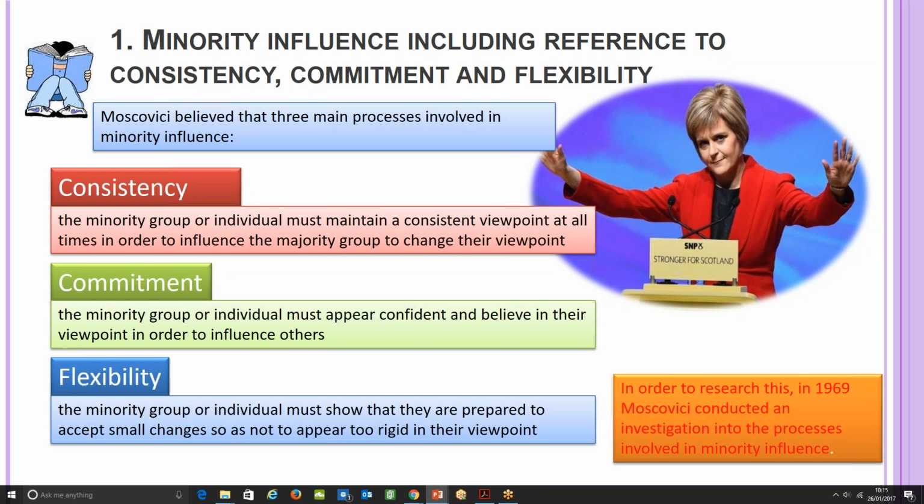Next, commitment. The minority group or individual must appear confident and believe in their viewpoint in order to influence others. And finally, flexibility. The minority group or individual must show that they are prepared to accept small changes so as not to appear too rigid in their viewpoint. In order to research this, in 1969, Moscovici conducted an investigation into the processes involved in minority influence.